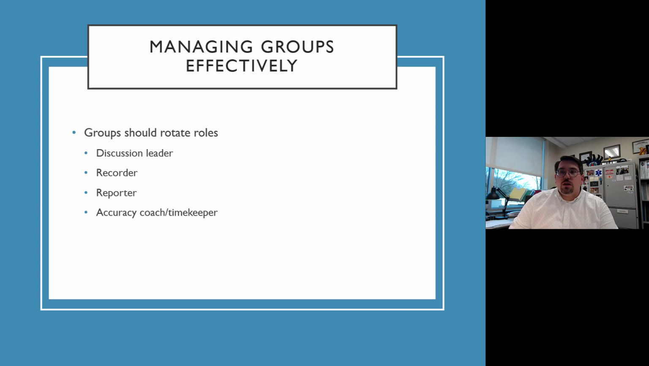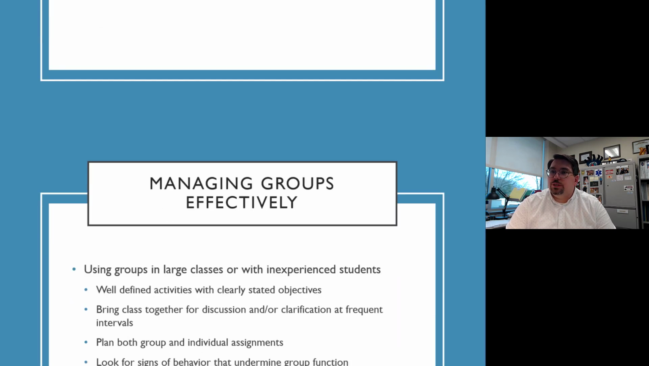Someone that's going to be a recorder, to record down what happened. Someone's going to report out what's happened, and someone that's there to help keep time, or to be there for accuracy or for coaching, right? Those are going to be things for helping to manage those groups effectively. Give them some roles to do.